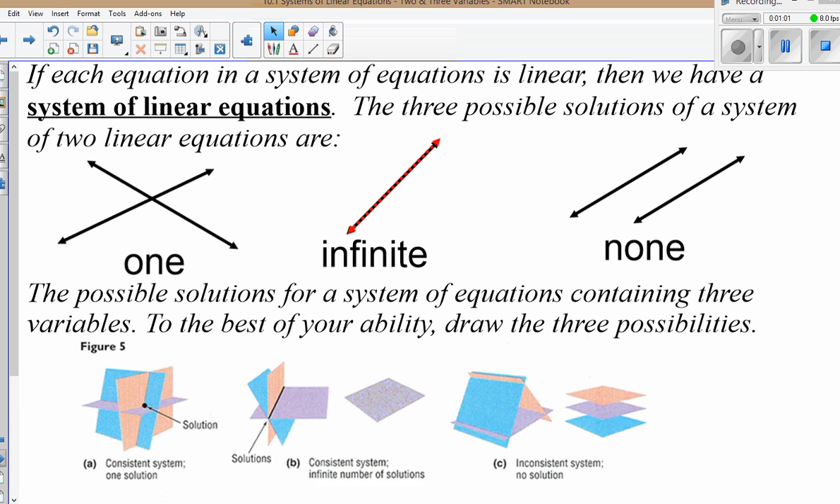So when we're thinking about linear equations of two variables, there are three possibilities that happen. Think about your equations as lines. To get one solution, you're going to have two lines that aren't parallel and they're going to cross at exactly one point, and you get one solution.